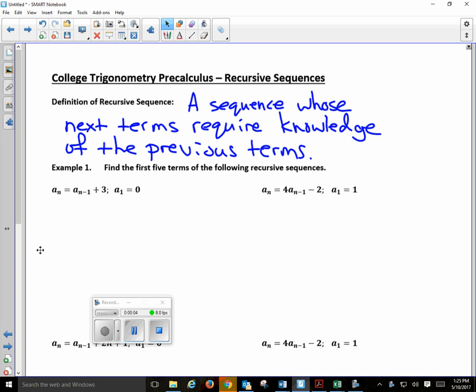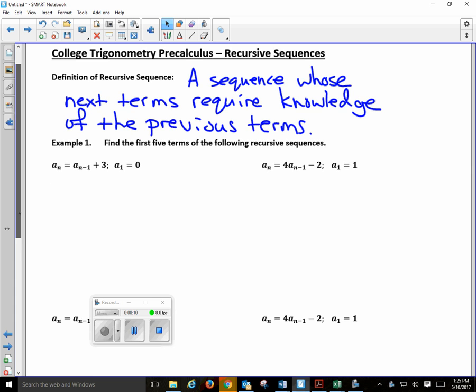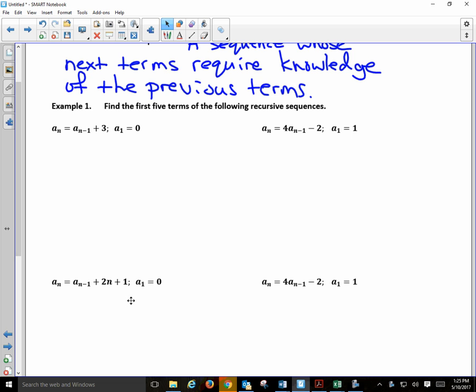A recursive sequence is a sequence whose next terms require knowledge of the previous terms. The first part of this lesson will be the most difficult. So for the two of you who do not have your notes out yet, you're going to get lost here, okay?